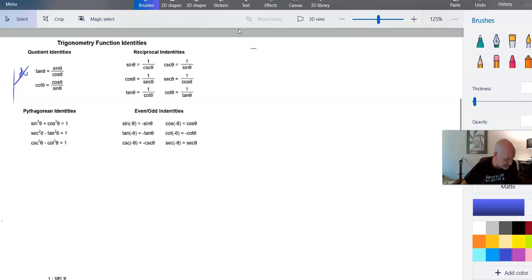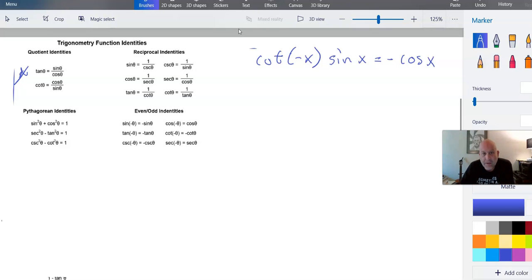And let's see here. So the next one says that cotangent of negative x times sine x is equal to negative cosine x. Okay, so again, we have a negative x here, right? We want to get this side to match this side, or vice versa. This is the more complicated side, so that's the side I'm going to try to simplify.